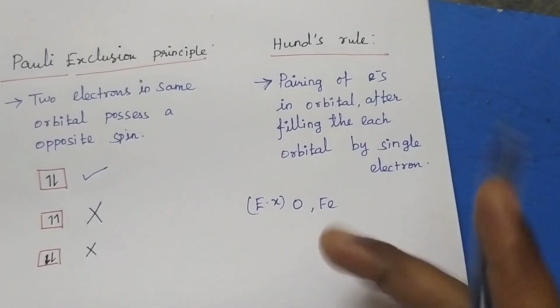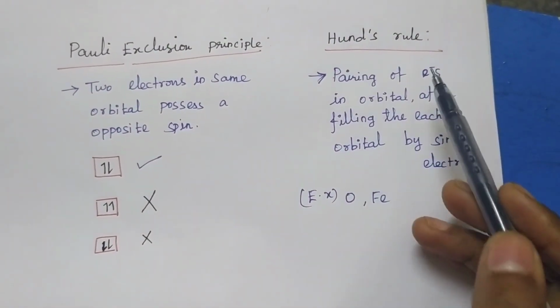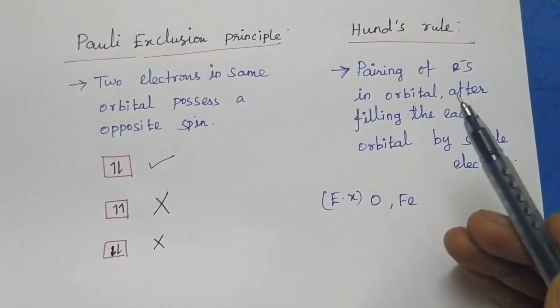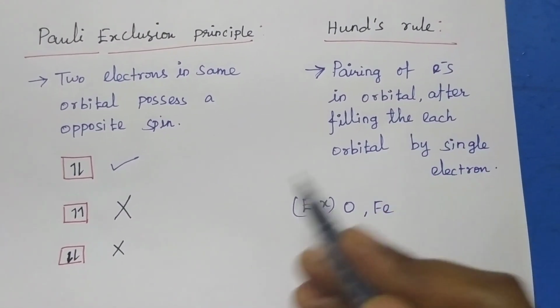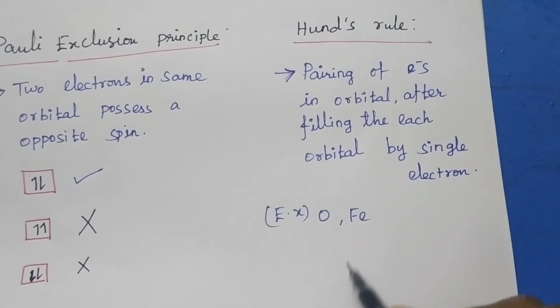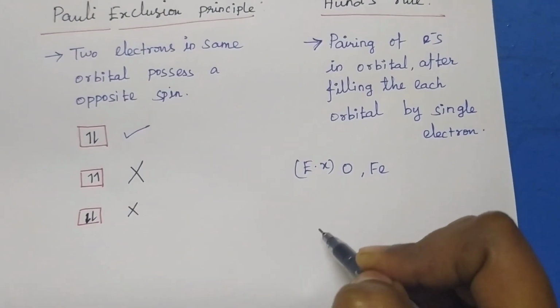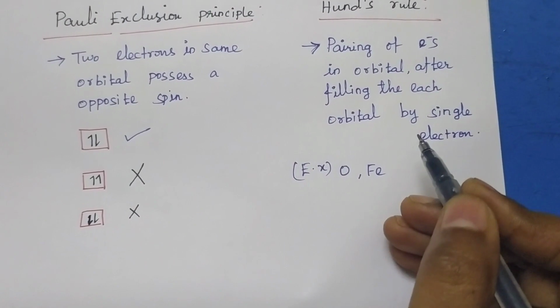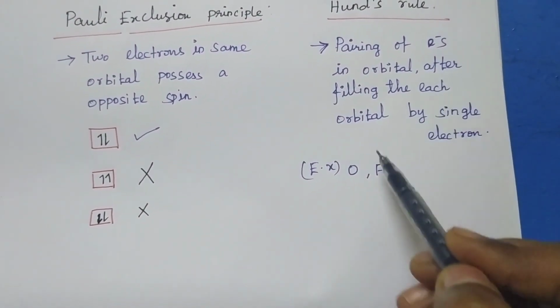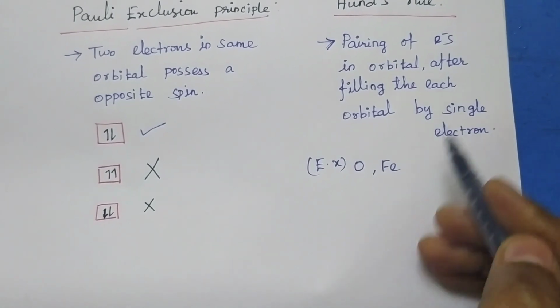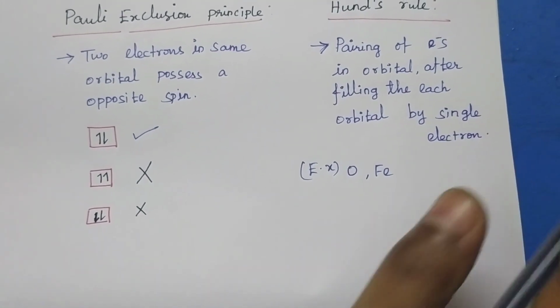Okay. Next we are going to see Hund's rule. Hund's rule is about the pairing of electrons in orbitals. As I just told you, you can fill each orbital with 2 electrons, which is the maximum capacity of an orbital. But pairing of electrons in an orbital happens only after filling each orbital with a single electron. That is Hund's rule.